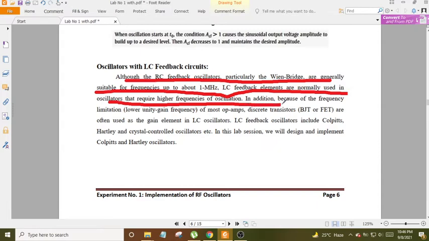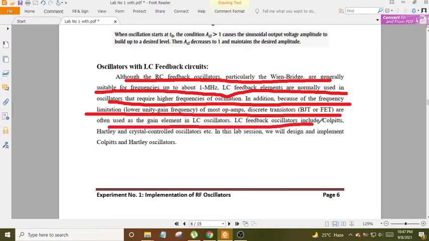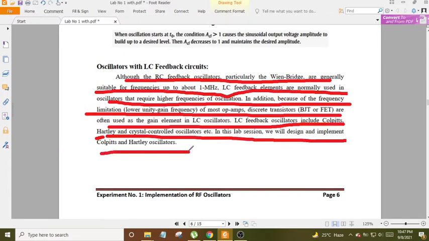In addition, because of the frequency limitation and lower unity gain frequency of op-amps, discrete transistors, BJTs or FETs, are often used as the gain element in LC oscillators. LC feedback oscillators include Colpitts, Hartley and crystal-controlled oscillators, etc. In the lab session, we will design and implement Colpitts and Hartley oscillators.